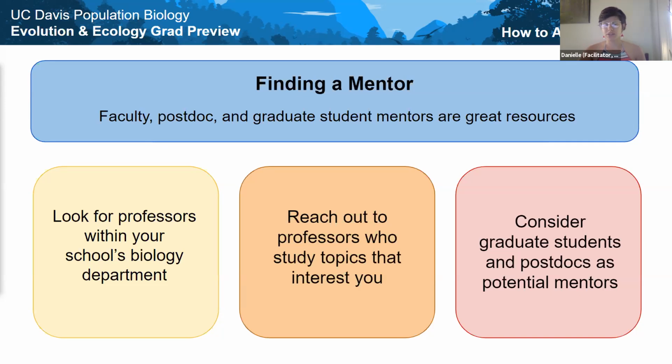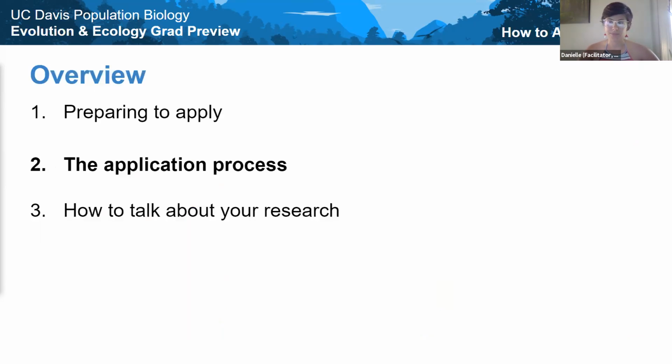And also consider that your mentor could be a postdoc or a grad student. And, like I said before, they're great mentors, and you have a grad student mentor now. And so these are people that have done this a lot more recently than maybe faculty members have. So they might have more up-to-date knowledge on applying to graduate school. And now let's go dive into the application process.